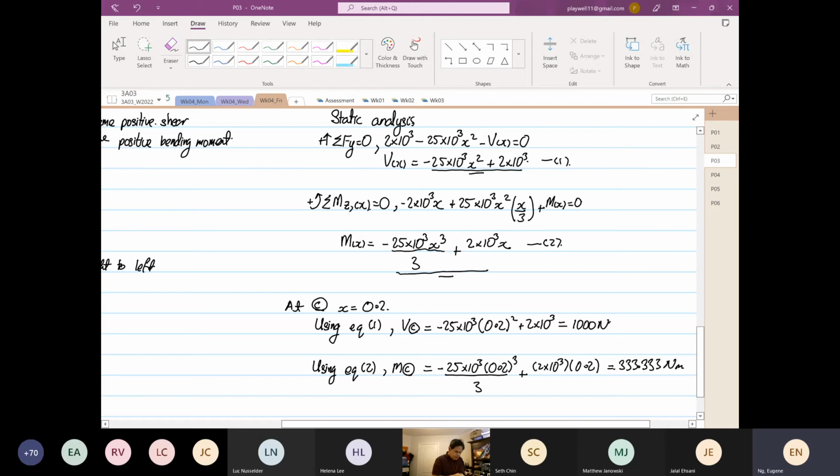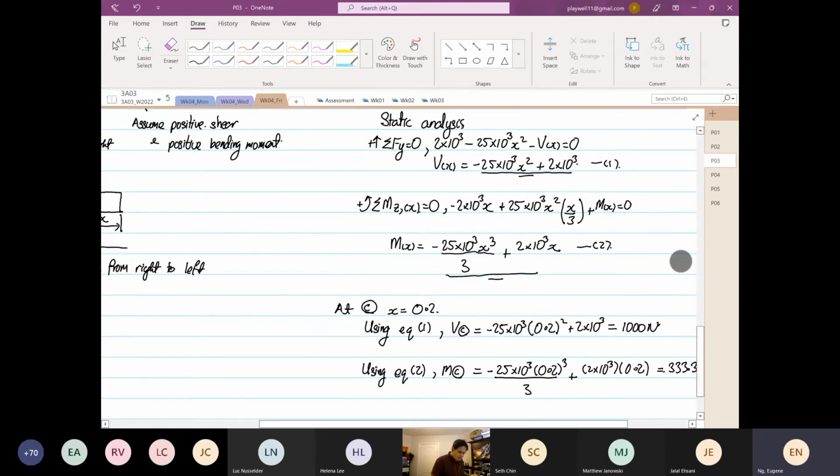Minus 25 power 3 times 2 power 3 divided by 3 plus 2 power 3 times 0.2 is equal to 333. Yeah, 333. No, something is missing. Oh no, it's correct. Okay, so that is our value at C. We have x, we have our shear force and bending moment diagram points. Okay. Next, we look at between.